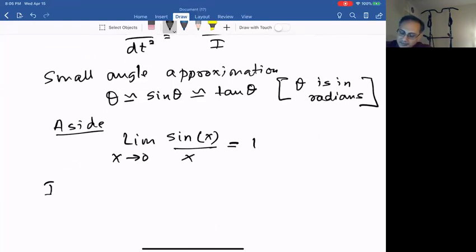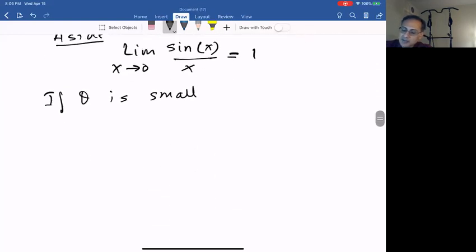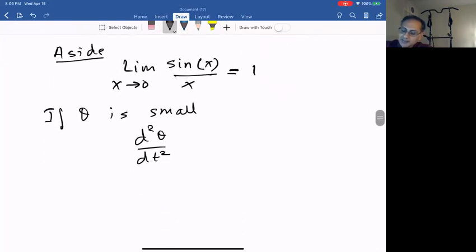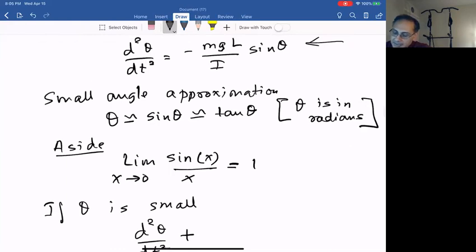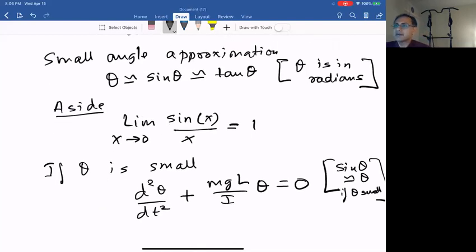So if theta is small, then we can replace the sine theta by just theta. And so then we get the equation, which we know how to deal with, d2 theta dt squared, and I'll just move everything to the left-hand side, d2 theta dt squared plus mgl divided by I, theta is equal to 0. So I used the fact that sine theta is approximately the same as theta when theta is small. You can check this on your calculator yourself. For practical purposes, theta small means like theta is less than 10 degrees or something like that.